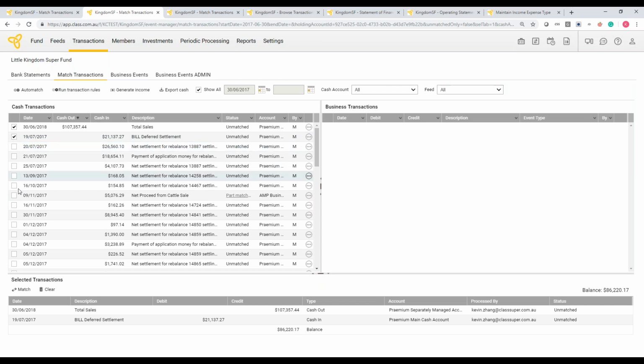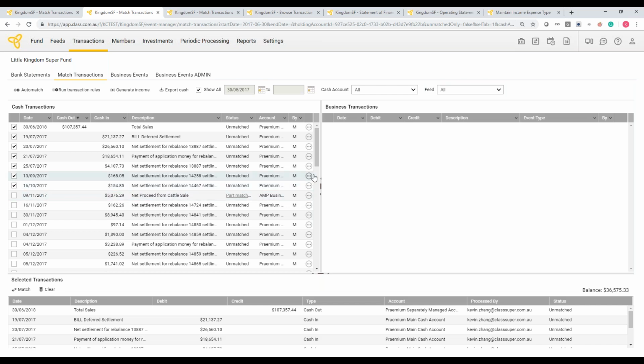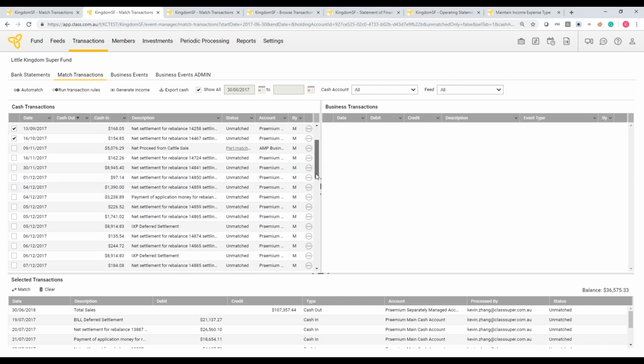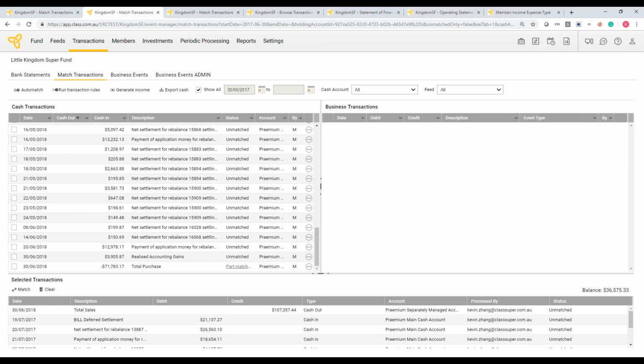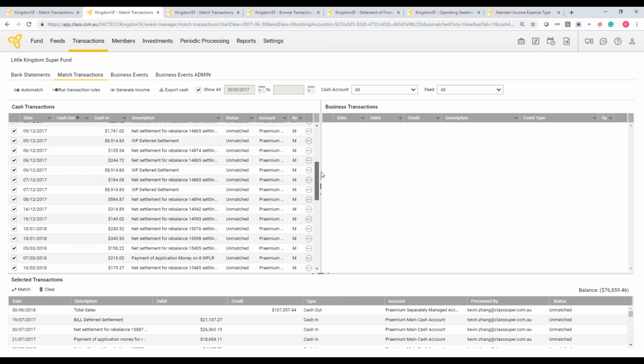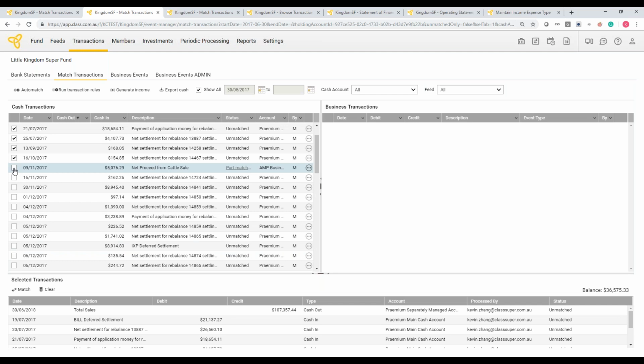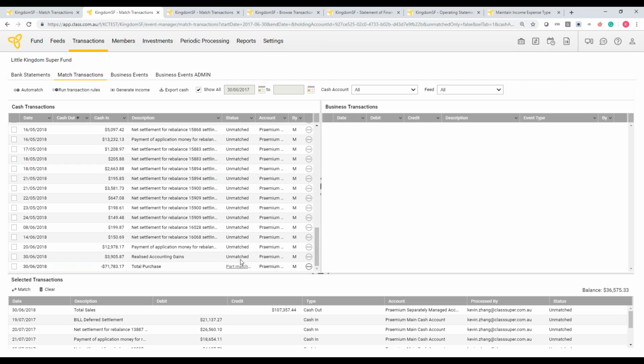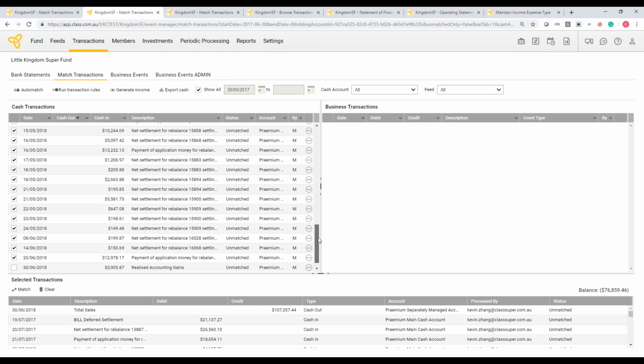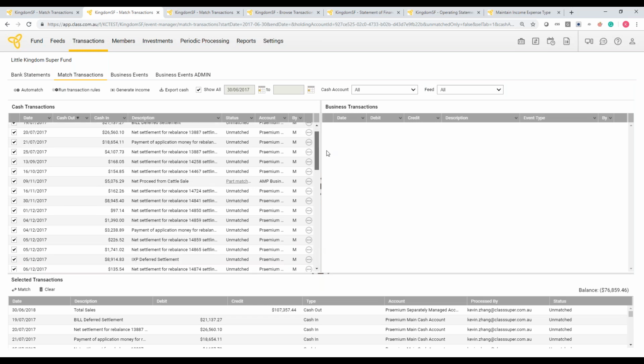And Control Shift. So obviously this one is for my cattle sale, so that should not be part of these transactions. I'll select all of them. Realize accounting gain loss event is not, and the cattle sale is not. So let me just tick that. Okay. And I will untick the cattle sale and match.